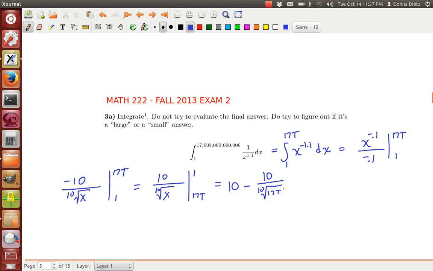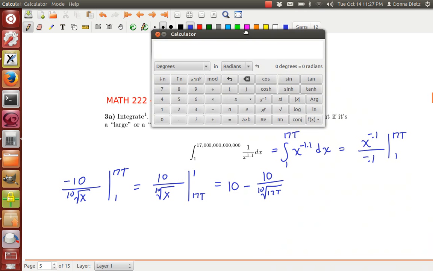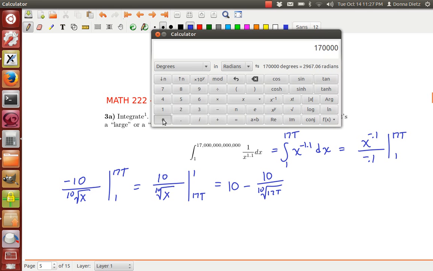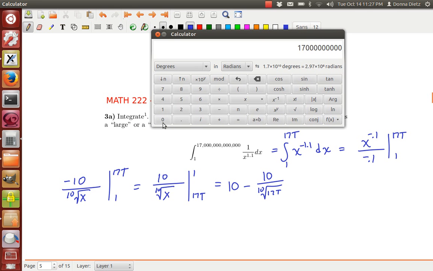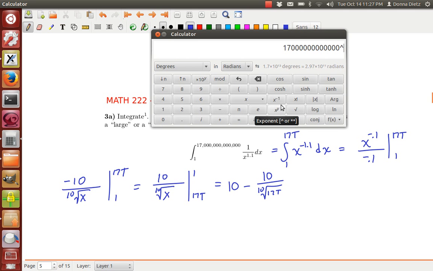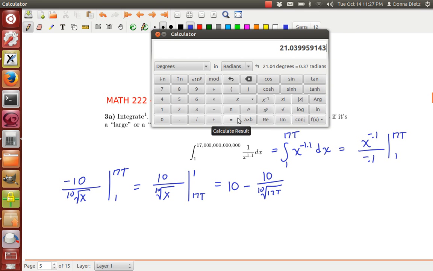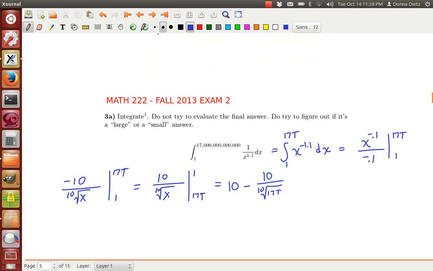17t. Okay, so if you have a calculator, which now you might, so you're working on the practice exam, you have 17 trillion, 17,000, million, billion, trillion to the power of 0.1. It is going to be about 21. So what it's telling you is this fraction is about a half. So 10 minus a half is going to be like 9.5. Since you have a calculator, I would expect you would have a better approximation.